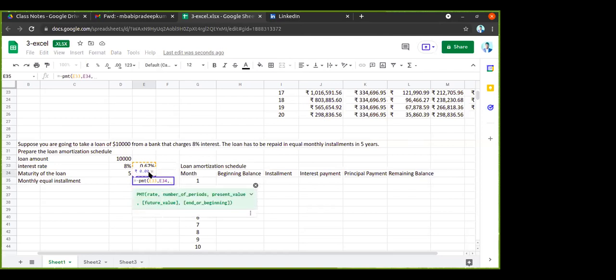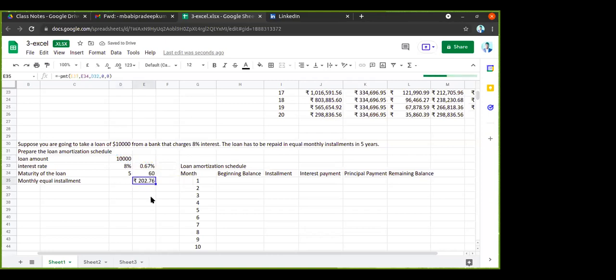Then the present value is the loan amount of 10,000, and we don't know the future value, so it will be 0. And it is the end of the period, so the type will be 0. And we got the monthly equal installment.